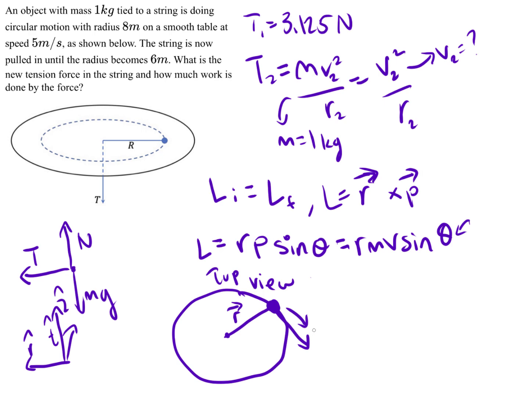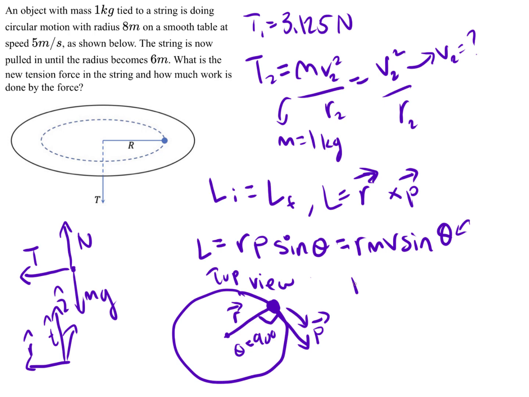In that case, its linear momentum will be tangential to the circle because it's the product of the mass times the velocity, where the mass is a scalar and the velocity is a vector. So the linear momentum will be pointing in the same direction as the tangential velocity. So it's going to be tangent to the radius, which means that there is a 90-degree angle between them. And this theta, the angle between the two vectors, is 90 degrees.